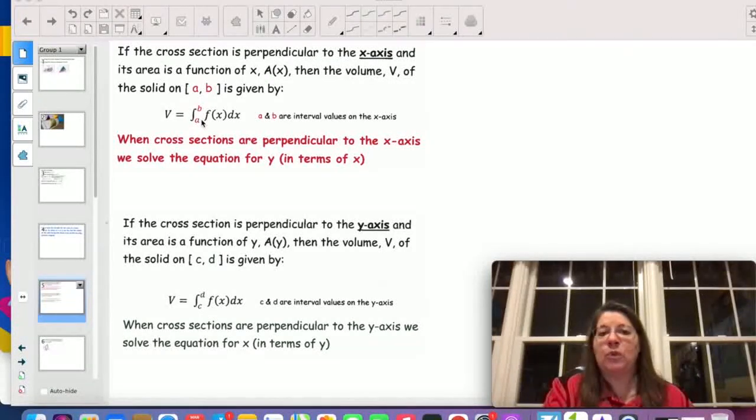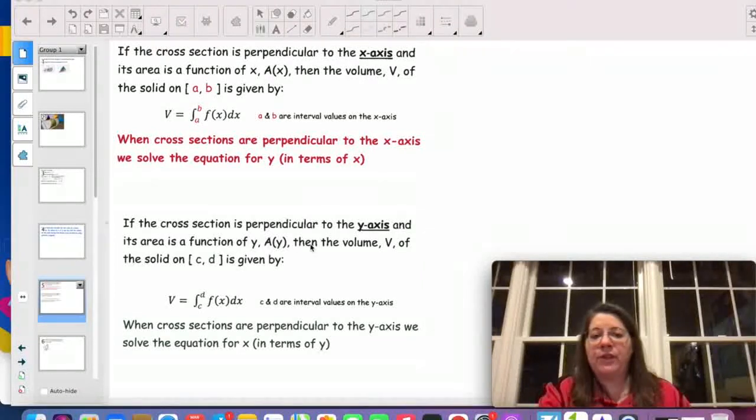If it's perpendicular to the y-axis, then these numbers will come from the y-axis. And now I've got that down here. When the cross sections are perpendicular to the x-axis, and this is extremely important, we need to solve the equation for y. In other words, we need to get y by itself, and this function will be in terms of x. This is extremely important because if they give you the equation solved for y, but it's perpendicular to the y-axis, you will then have to manipulate the equation and solve it for x. So you have to be real careful. So if it's perpendicular to the x-axis, we need to solve the equation for y if it's not already, and that will help us get our length of that specific side of the cross section.